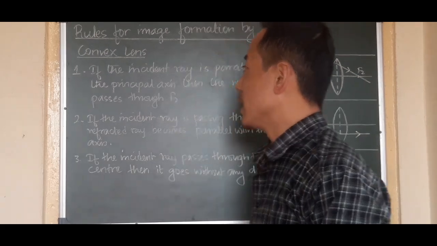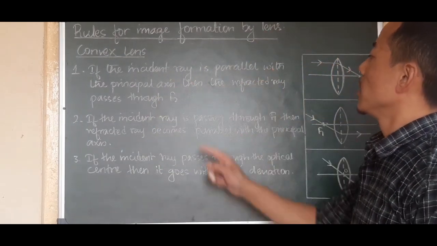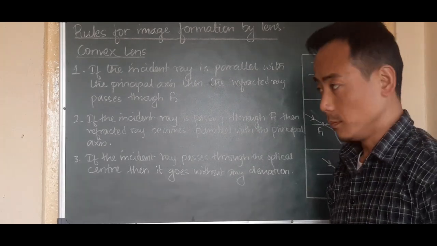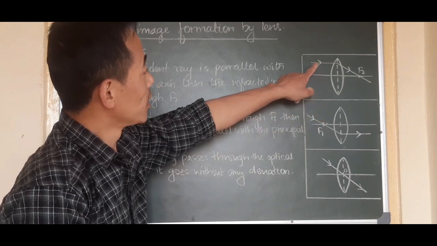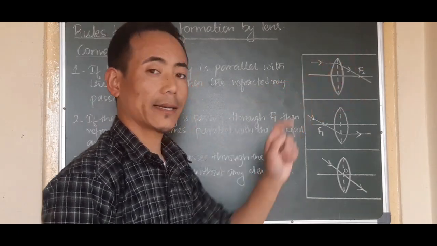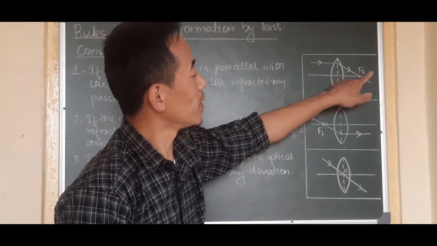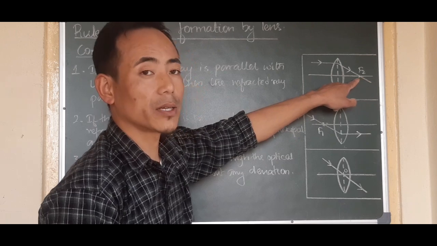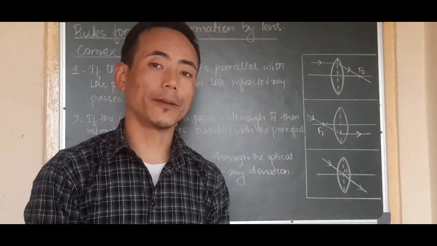So the first rule says that if the incident ray is parallel with the principal axis, then the refracted ray passes through the second focus f2. Look at this diagram here. We have a convex lens. This is the incident ray. This incident ray is parallel with our principal axis. So the rule says if the incident ray is parallel with this principal axis, then after refraction, the refracted ray must pass through the second focus. So this is our rule number 1.